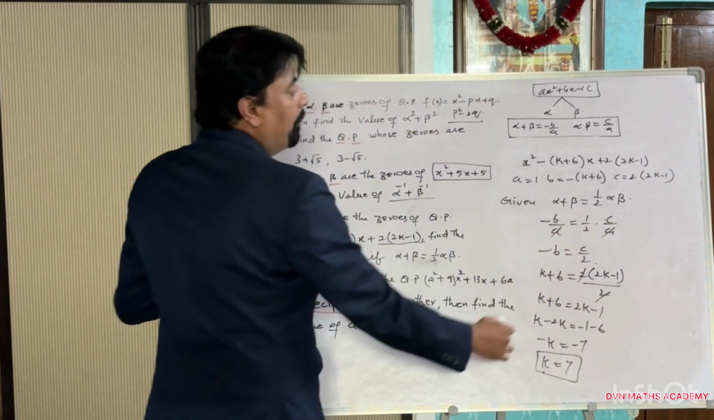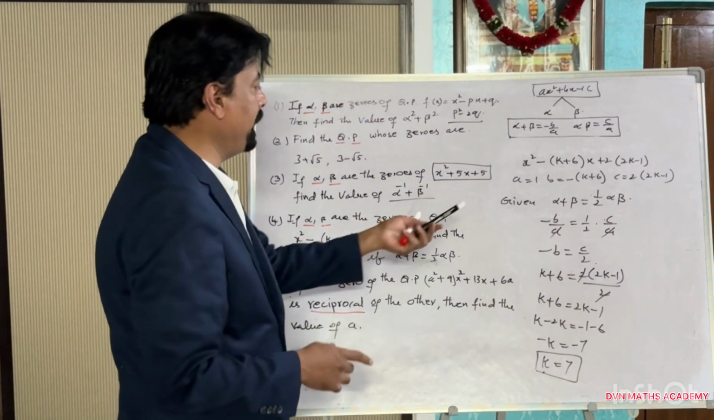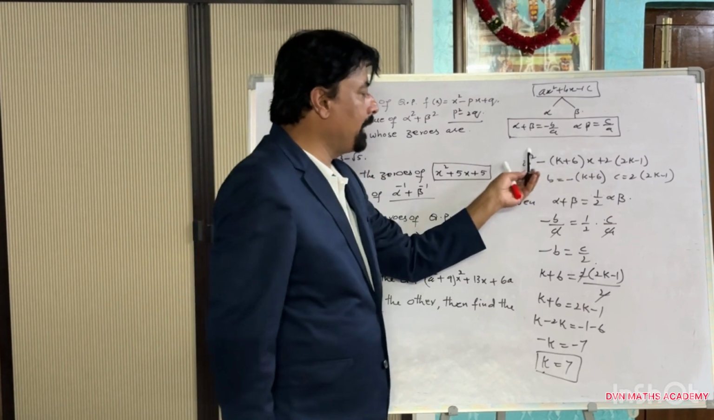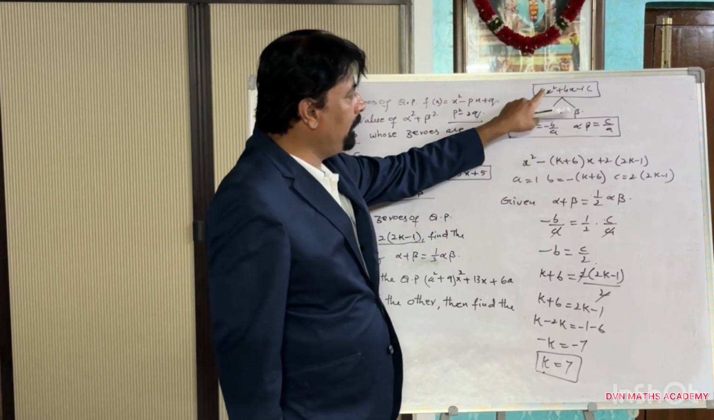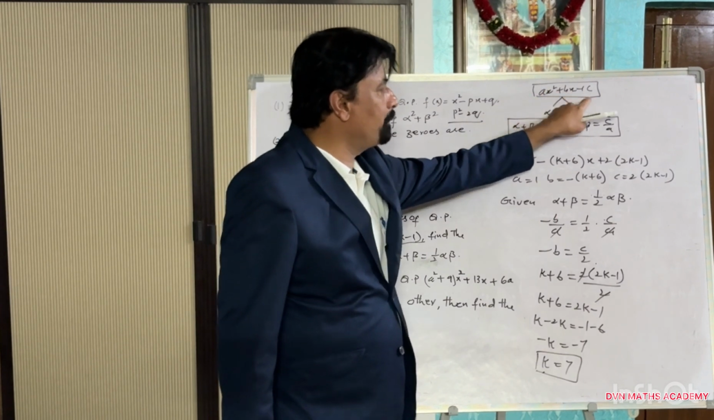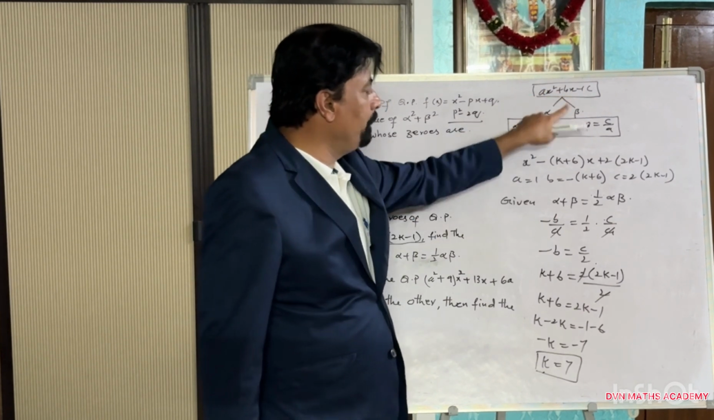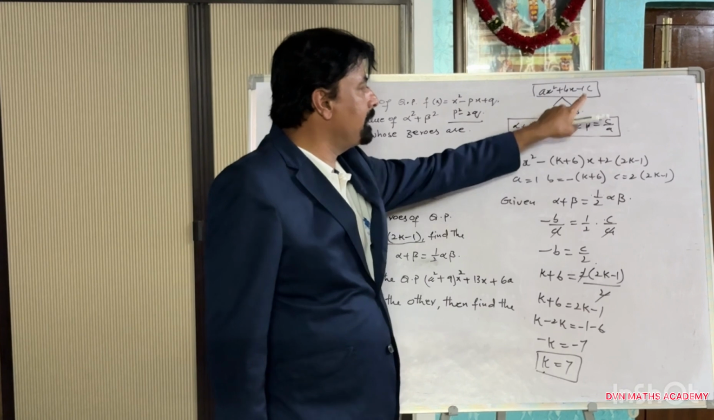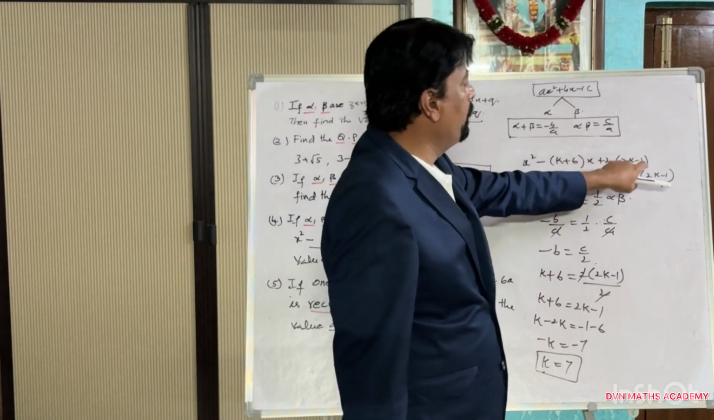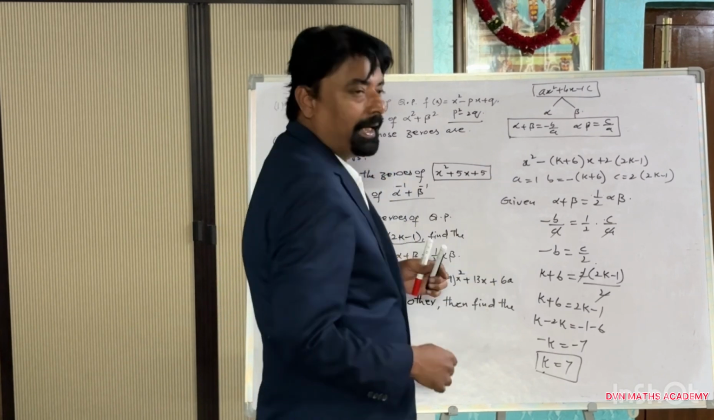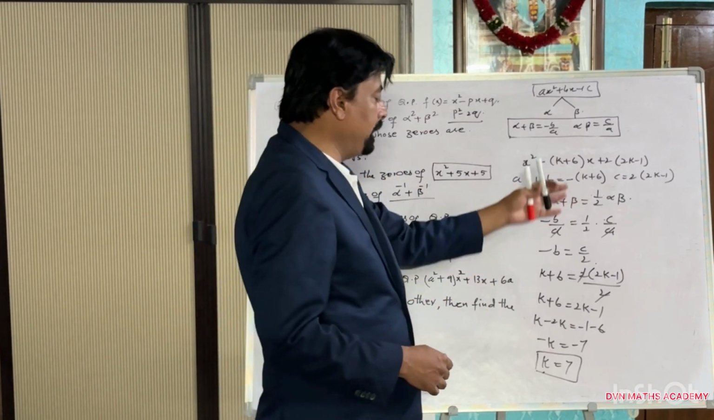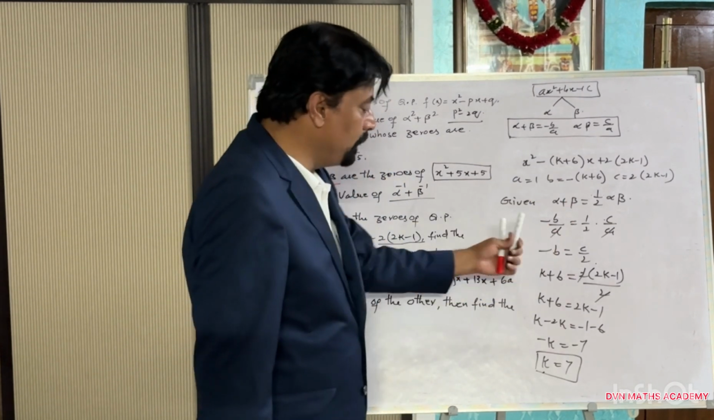So this is the method to solve this question. First, you identify the values of a, b, c according to the general form of a quadratic polynomial. This is the form of ax square plus bx plus c. a is equal to 1 and b is equal to minus of k plus 6 and c is equal to 2 of 2k minus 1. If you substitute those values in alpha plus beta, alpha minus beta, alpha into beta, then it is easy to find the value of k.